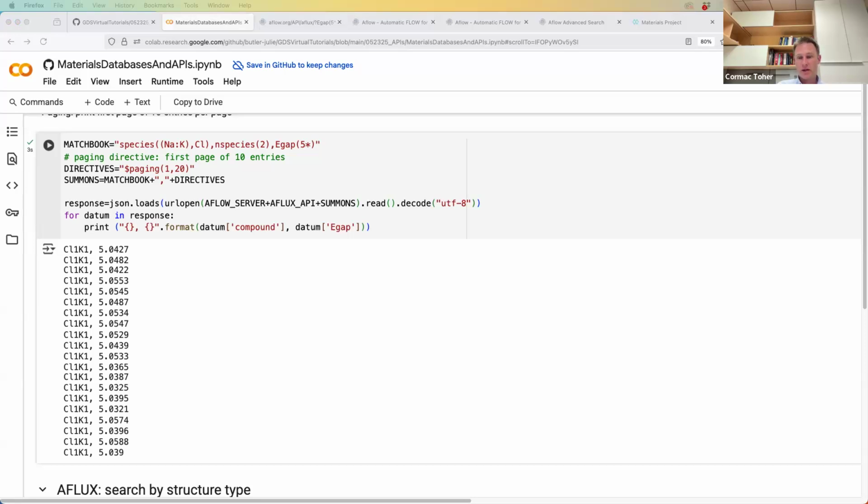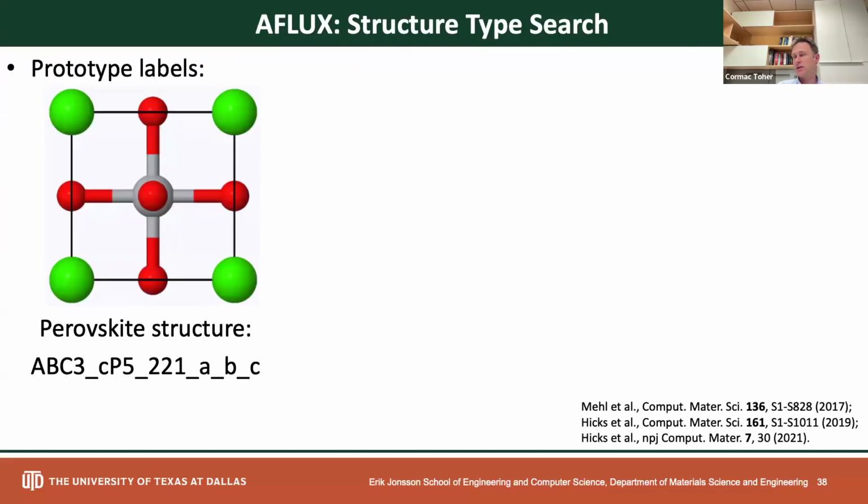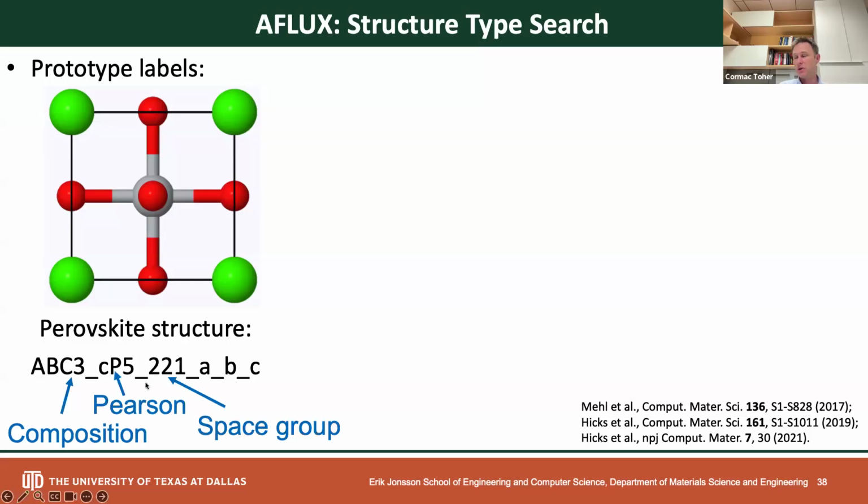Okay, so now I want to talk a bit more about structure searches. This is one of the nicer, more useful things I think that AFLOW has implemented recently, this structure type search. Within AFLOW, we have what are called prototype labels, and they have a specific format. First is the anonymized composition. In the case of perovskite, the anonymized composition is going to be ABC3. Then we have the Pearson symbol and the space group. In the case of cubic perovskite, the Pearson symbol is cP5 and the space group is 221.